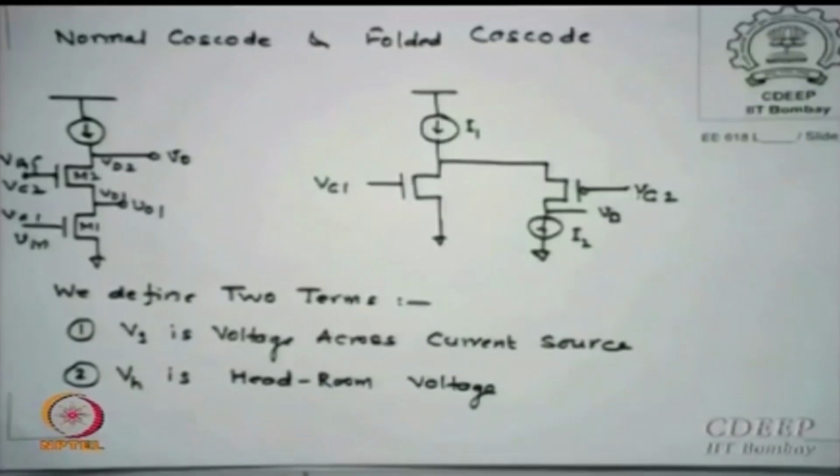Okay. Is that point clear? This is called folded cascode. It has advantage of layouts and it has advantage of supply voltage requirements. Okay, both.